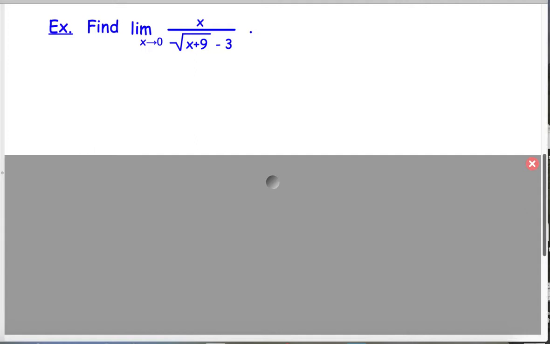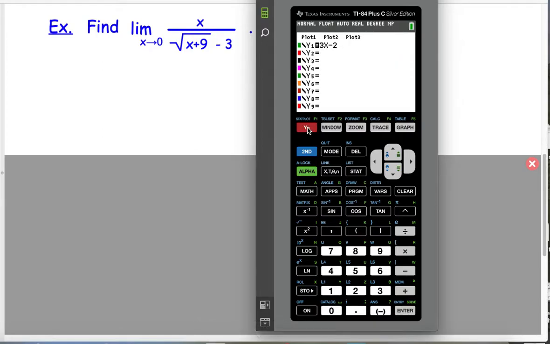If you plug in 0 here, you're going to get 0 over the square root of 0 plus 9, minus 3, which is going to give you 0 over the square root of 9, which is 3, minus 3, which is 0. You get 0 over 0. And so you think, oh, it's impossible, so I can't do this limit. Well, that's actually not true. So let's take a look at the graph. I'll have to be careful how we punch this in. So it's x divided by, and I'm going to use parentheses to get the whole denominator.